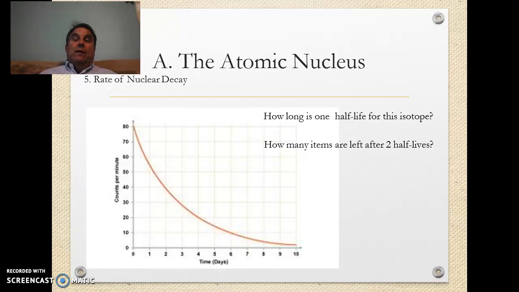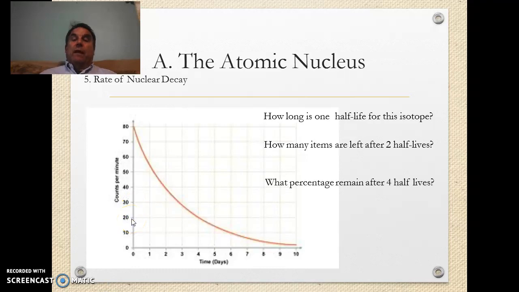How many items are left after 2 half-lives? So after one half-life, we go from 80 counts per minute down to 40. After 2 half-lives, first half-life is 2 days, second half-life is 4 days. Trace it up, and we get 20. So half of 80 is 40, half of 40 is 20.